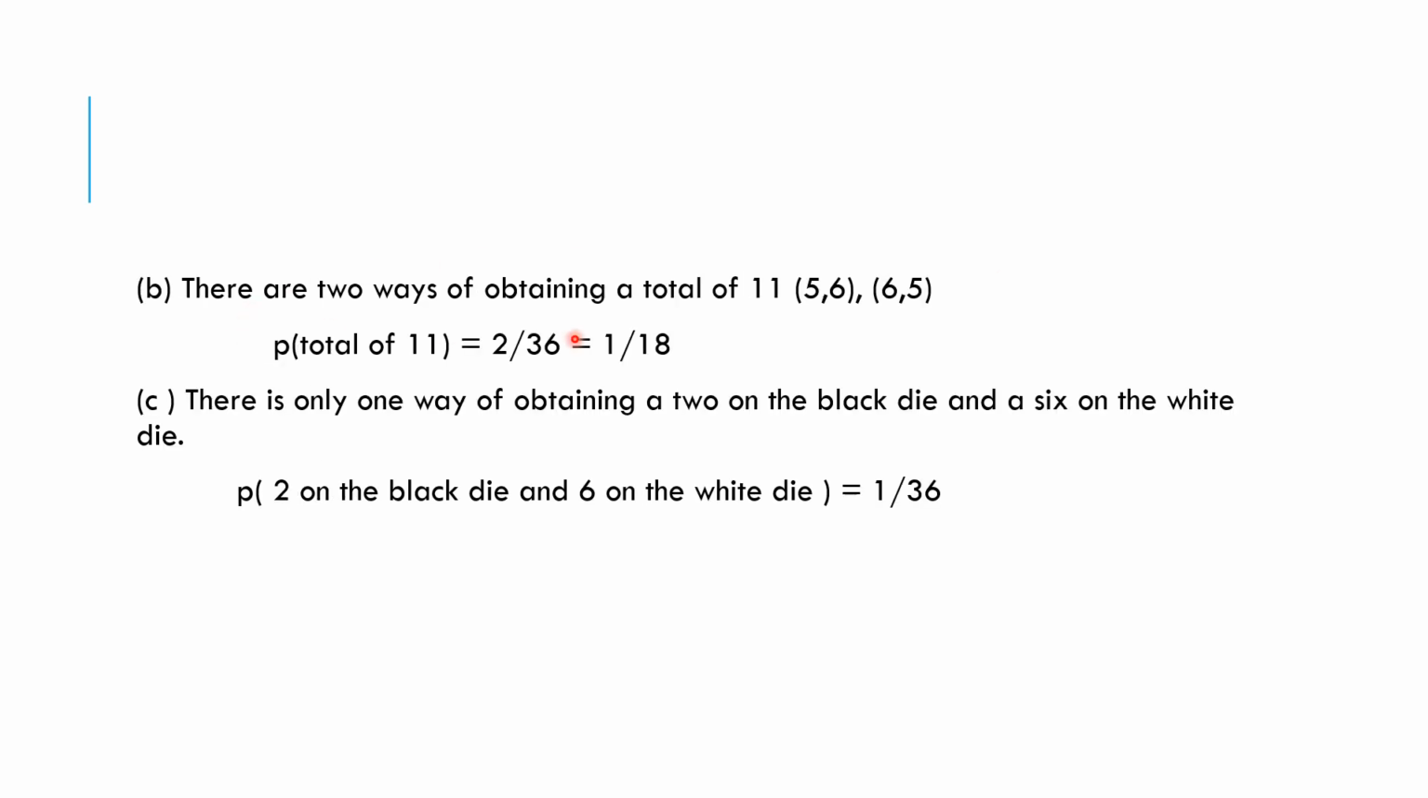Okay. There are 2 possible ways of obtaining a total of 11. We have 5 on the first die and 6 on the second die, or we have 6 on the first die and 5 on the second die. So the probability of obtaining a total of 11 is 2 over 36, that is 1 over 18. And there is only one way of obtaining a 2 on the black die and a 6 on the white die. So the probability of 2 on the black die and 6 on the white die is 1 over 36.